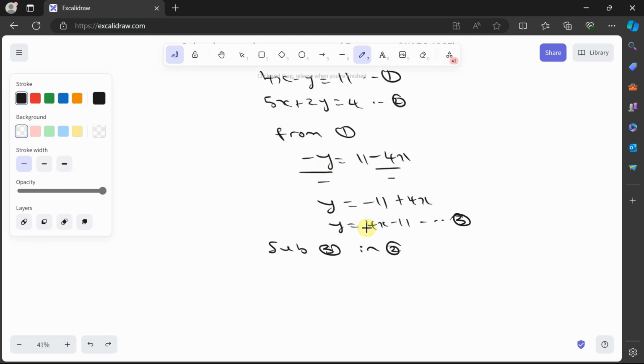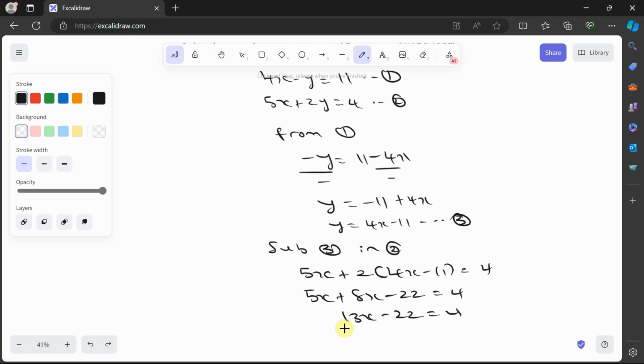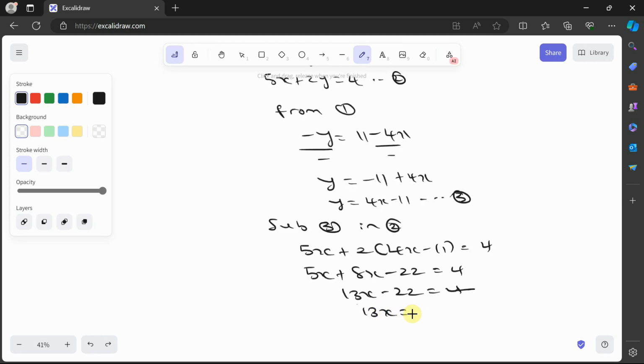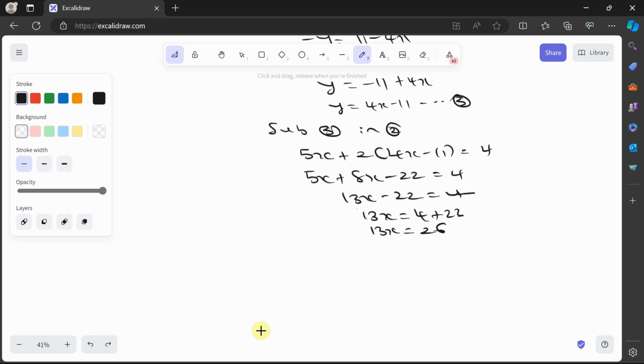So substituting equation 3 in equation 2, what is that going to give us? Anywhere we see y, we'll put 4x minus 11. So we'll have 5x plus 2 open brackets 4x minus 11 close brackets is equal to 4. Let's expand the bracket. That will give us 5x plus 8x minus 22 is equal to 4. So let's collect like terms: 5x plus 8x is 13x minus 22 is equal to 4. So 13x is equal to 4 plus 22, and then 13x will be equal to 26. We can divide both sides by 13 and find our x. So therefore x is equal to 2.